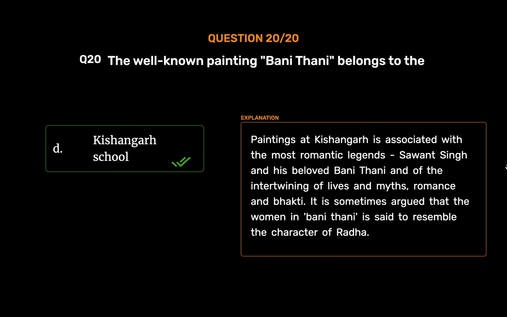Kishangarh School. Paintings at Kishangarh are associated with the most romantic legends, Sawant Singh and his beloved Bani Thani, and of the intertwining of lives and myths, romance and bhakti. It is sometimes argued that the woman in Bani Thani is said to resemble the character of Radha.